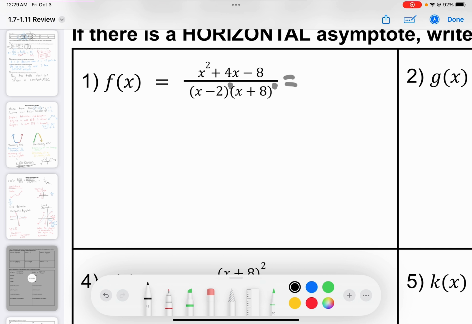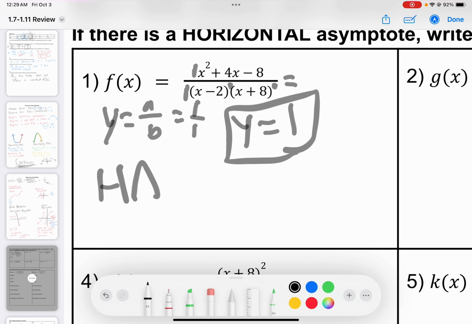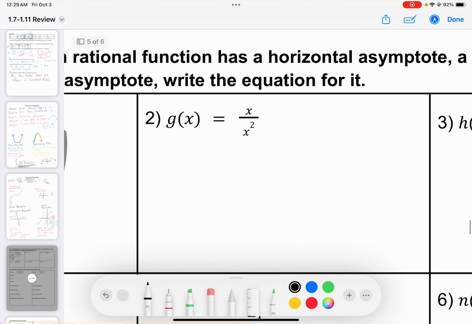When the degree is the same, if you remember the rule, we're looking at the leading coefficients. So we have a horizontal asymptote at y equals a over b. Well, the leading coefficient here is 1. The leading coefficient here is 1, so it gets 1 over 1. We have a horizontal asymptote at y equals 1. So I'm going to say horizontal asymptote, abbreviated, at y equals 1.